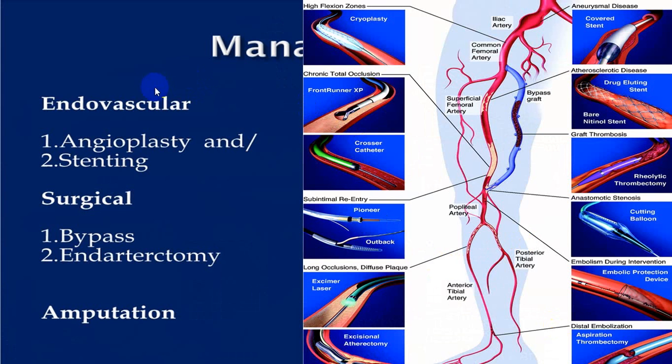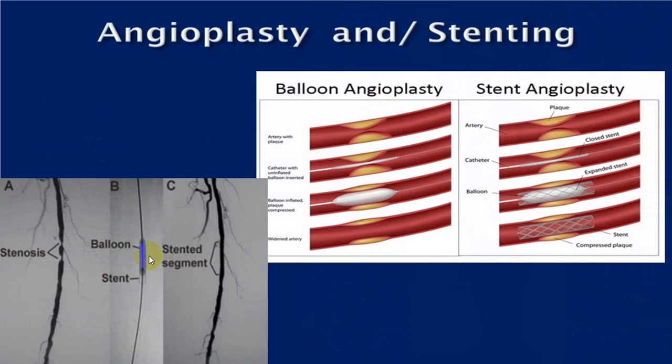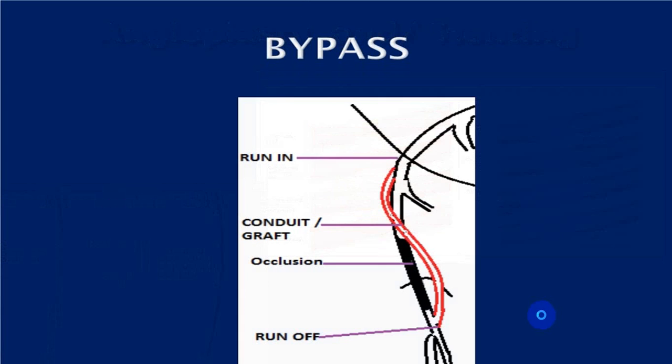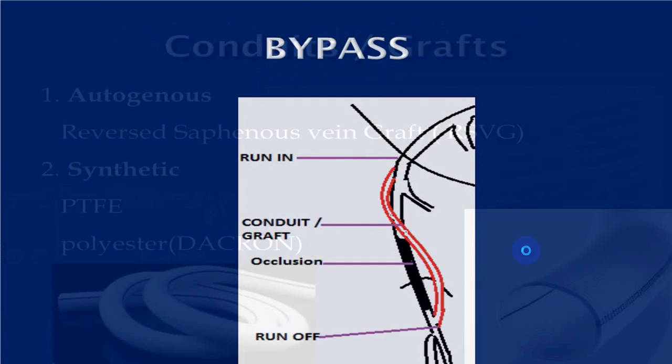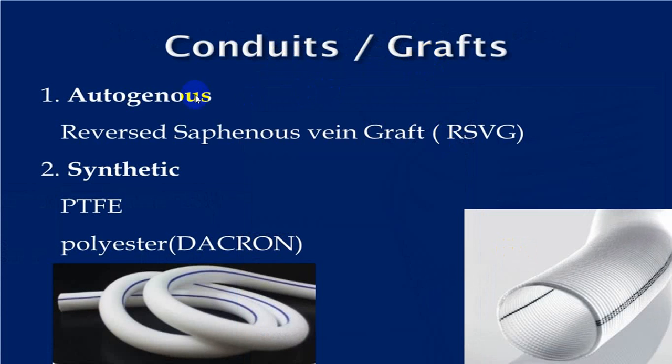And then you can go for endovascular management like angioplasty or stenting. If surgical treatment is required, like bypass or atherectomy, which can be open also, or at the end, if this doesn't work, amputations. So this is angioplasty, balloon angioplasty followed by stenting. This is bypass grafting. These are different grafts, autogenous grafts and synthetic grafts. You can go for saphenous vein grafts, etc.